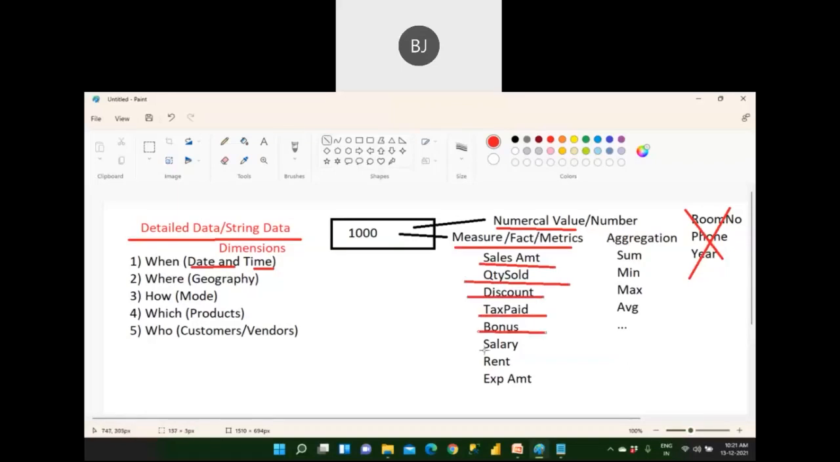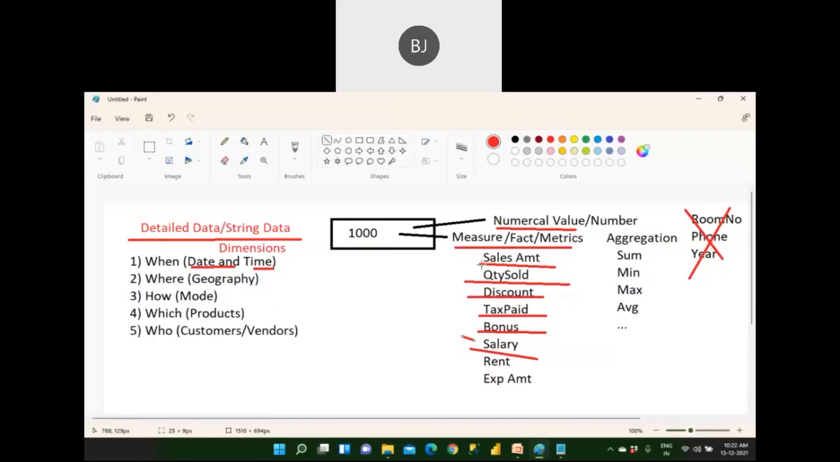Clear? So in which time the salaries are more, and in which geography employees are getting more salaries, like that. A lot of things are going to come. The detailed data is going to be in the dimension tables, and the measures data will be available in the fact tables, or the measure tables, which are called measure group tables.